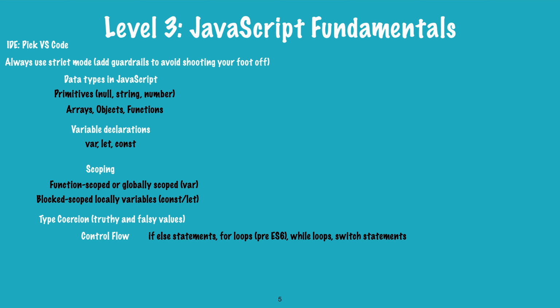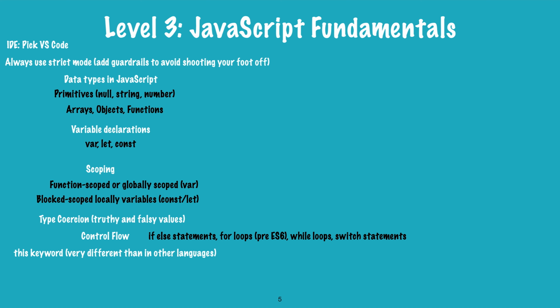ES6 introduces a few new ways to create for loops. So when you're first learning control flow, you want to stick to the basic for loop, and of course you want to look at while loops and switch statements. The reason I put control flow down here is because if you don't know about type coercion, and if you don't know about the scoping rules in JavaScript, and you decide to learn control flow without knowing about them, you're going to encounter some nasty bugs and you won't know how to fix them.